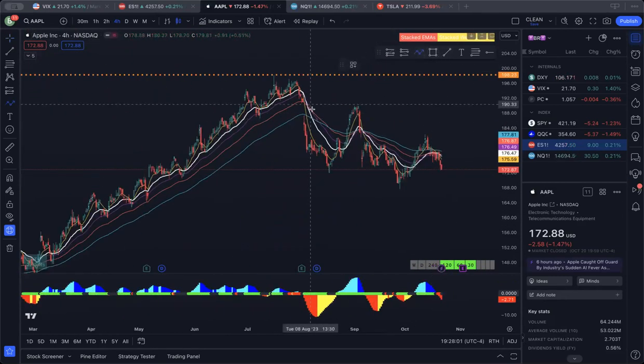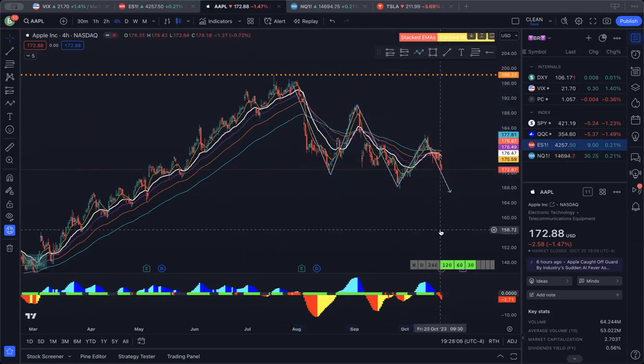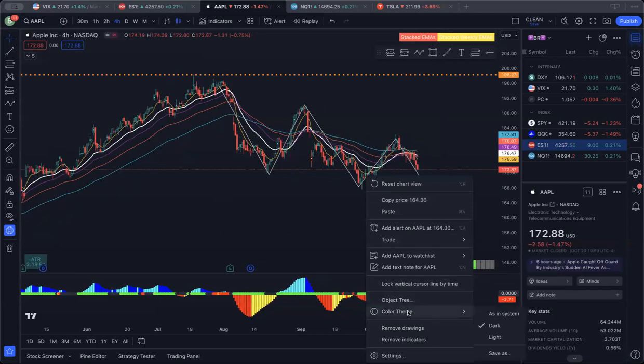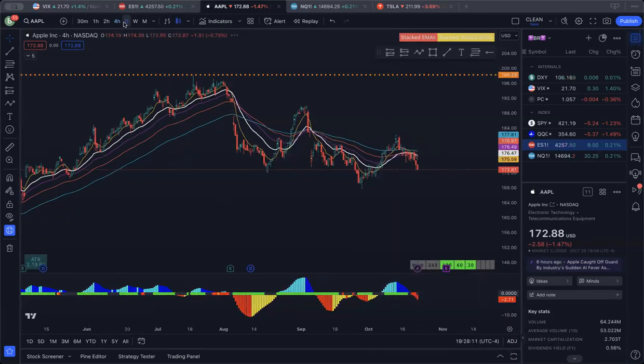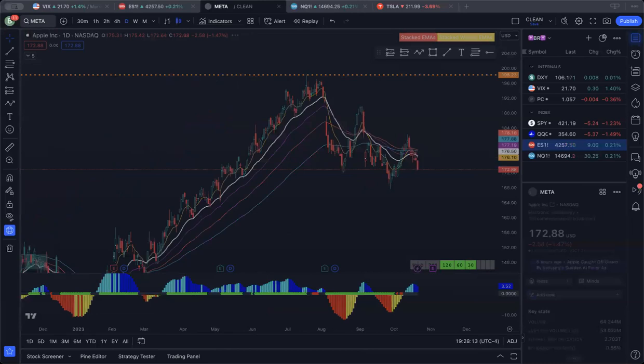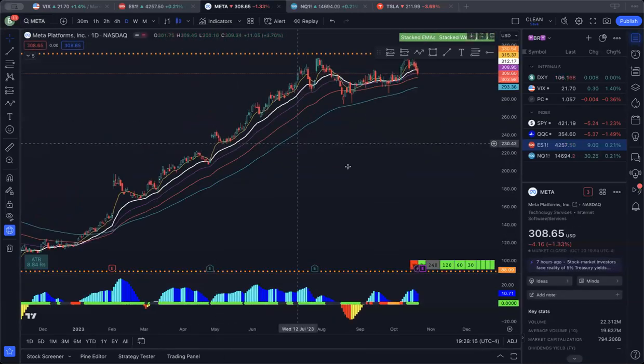I mean, it's the same as the market, right? Downtrend. So continue to play it as such. Meta, same thing as the rest of these that have earnings this week. It's just a gamble.